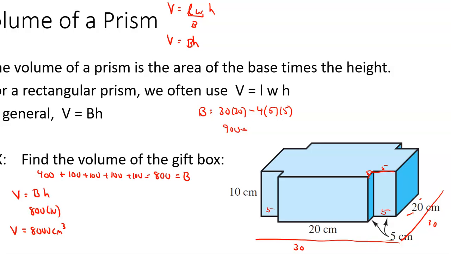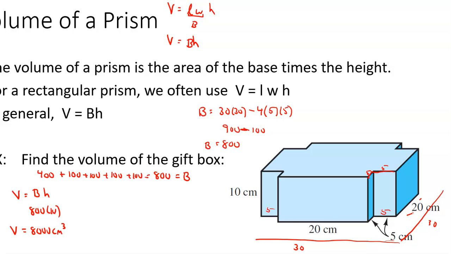25 times 4 is 100, and then 900 minus 100 is 800. So I could have done it that way, and then obviously if I have that base that's the same, multiply it by the height, I still get 8,000 cubic centimeters. So you can do it that way too.